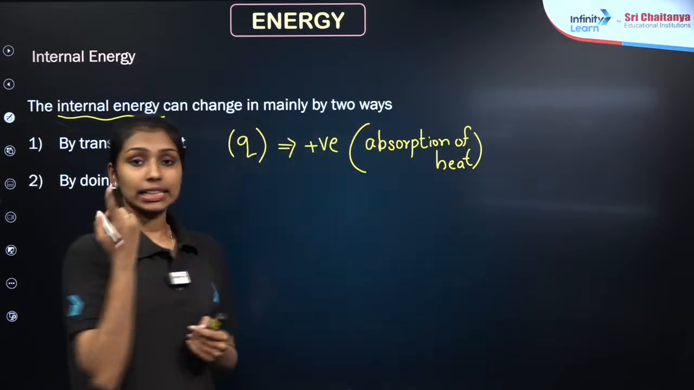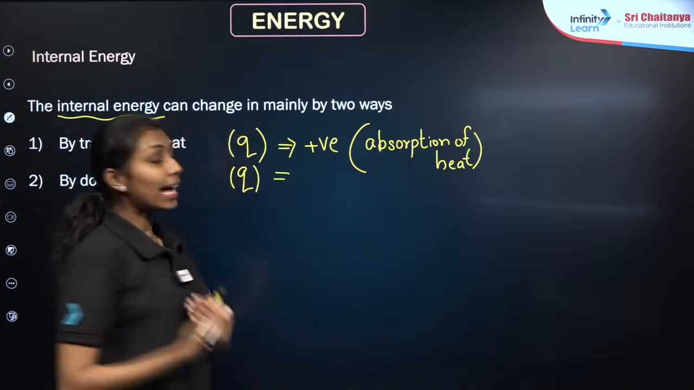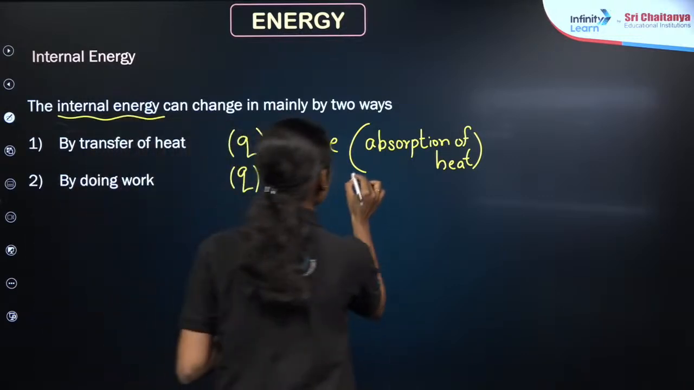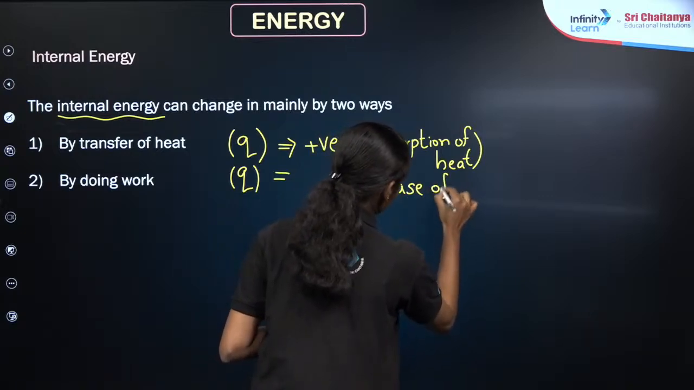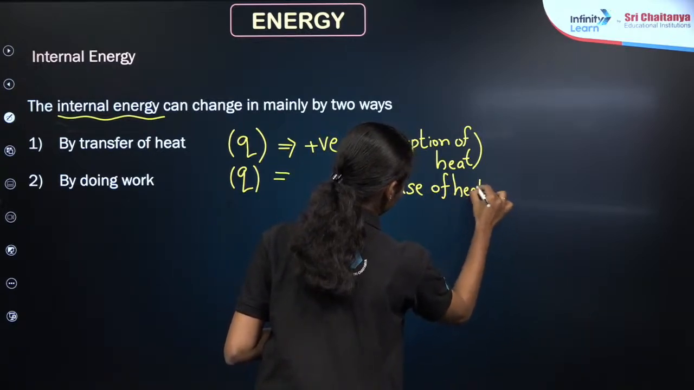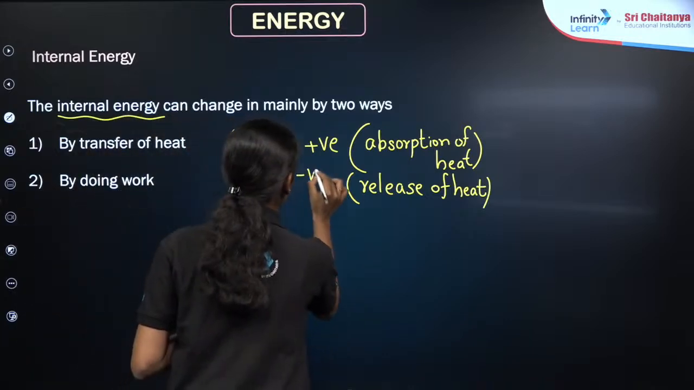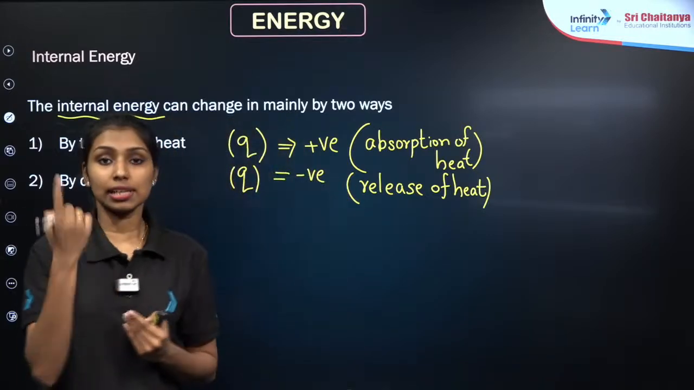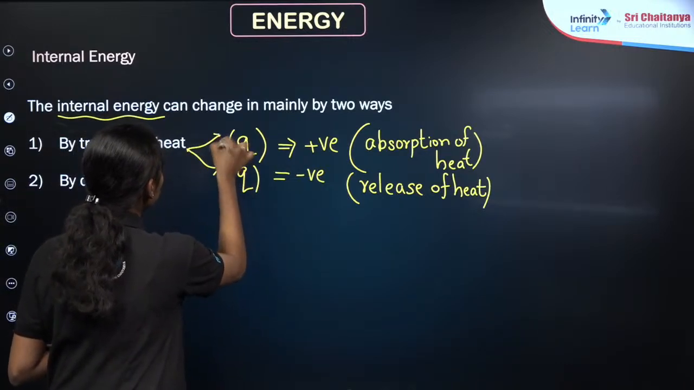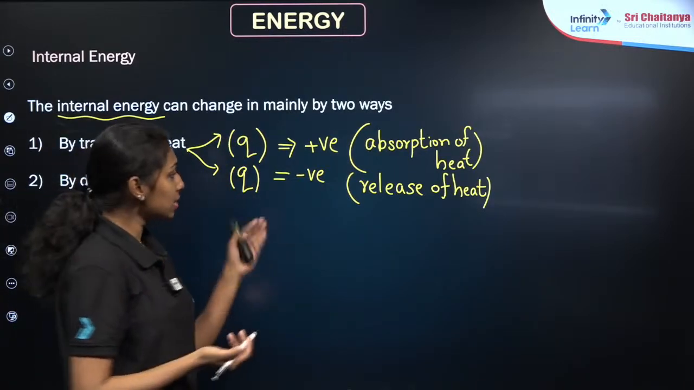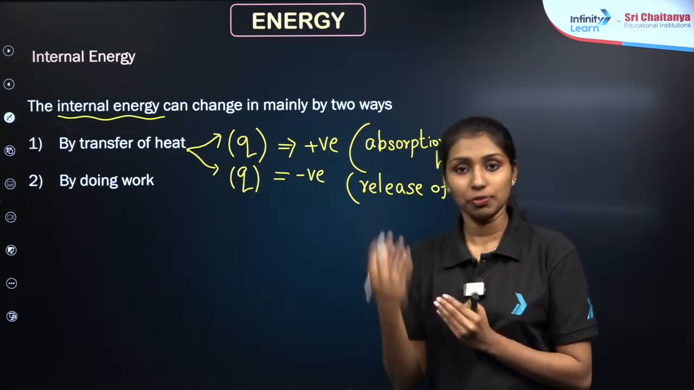Then what about the sign of q whenever heat is released? Whenever heat is released, it will be negative. If it is absorbed, it will be positive; if it is released, it will be negative. So this is the sign convention for heat, for absorption as well as release of heat. Similarly, we can change the internal energy by doing work also.